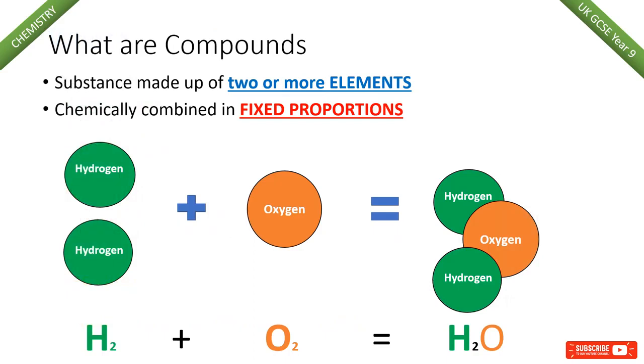You may have heard of this word before, but what are compounds? Compounds are substances made up of two or more elements, which are chemically combined in fixed proportions. Here, as an example, we can see two hydrogens reacting with oxygen to form water, to form H2O, which is water.